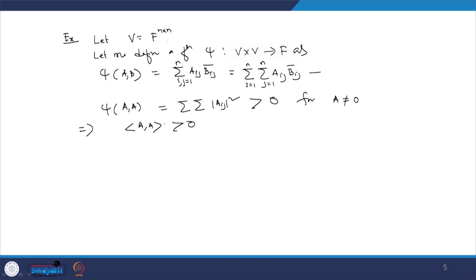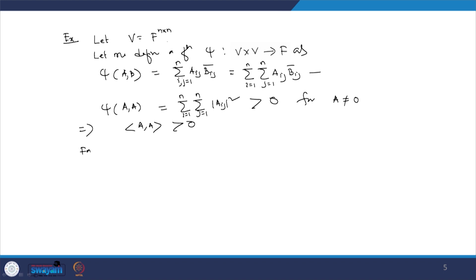So, I am defining the inner product as a function psi of A comma A, which is equal to the inner product of A comma A. I am defining it as sigma i equal to 1 to n and sigma j equal to 1 to n. Here I am getting the modulus of a_ij whole squared, which is a positive quantity. So it satisfies the fourth condition, and we can see the linear property also holds good.